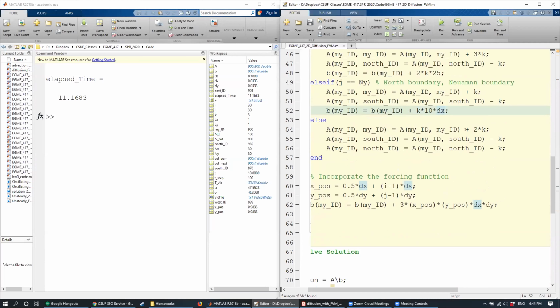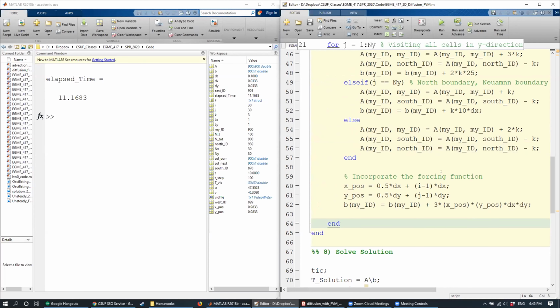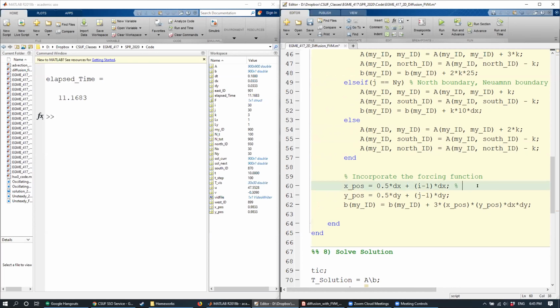And then here's our base case. For the base case where we have both the north and the south neighbor, we have a 2k. That's kind of the standard. And then we have a minus k on the south, and a minus k on the north. And then in addition to that, we have the forcing function here, where again, remember we use xpos and ypos. This is for the cell centers.